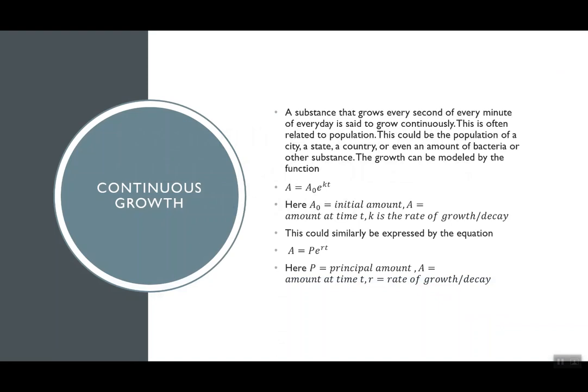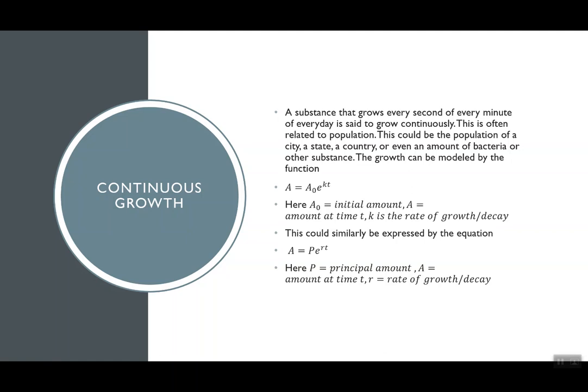This is a different kind of growth than what we talked about when we were saying money in a bank that was compounded quarterly or something. This kind of growth is something that's growing every second of every minute of every day of every year. So it's always growing, it's always changing. That's called continuous. This is often related to things like population, and it doesn't matter if we're talking about a city or a state or a country, and I'm going to talk about a lot of those today. It could also be an amount of bacteria or a virus, or just think of things that are alive. Those kinds of things are growing all the time.